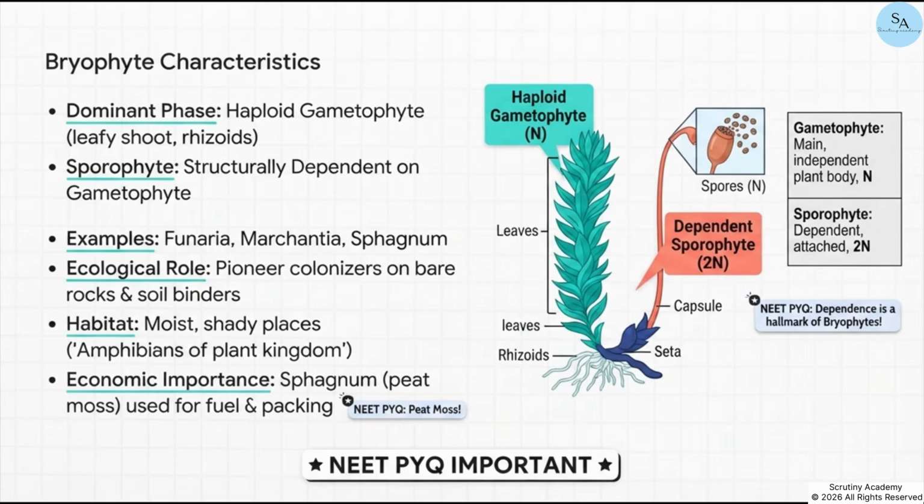Bryophytes exhibit a haplodiplontic life cycle, meaning the dominant main plant body phase is the haploid gametophyte. The sporophyte isn't free-living at all. It acts almost like a parasite. It's physically attached to and gets all its nourishment from the gametophyte.